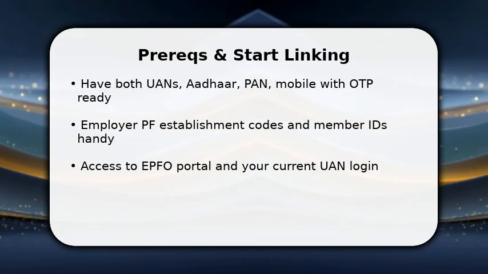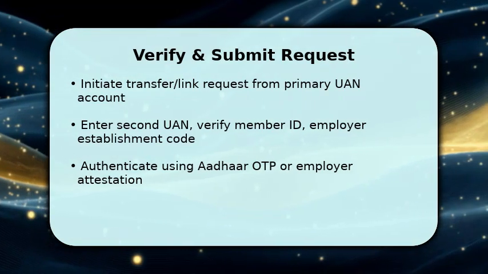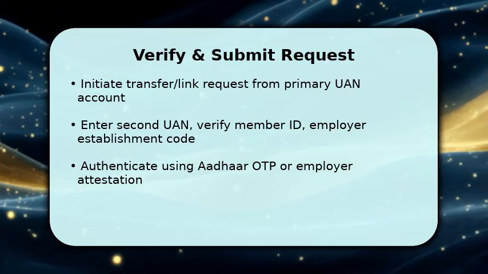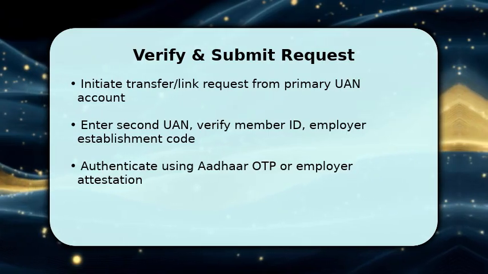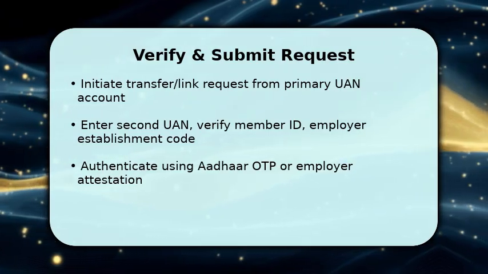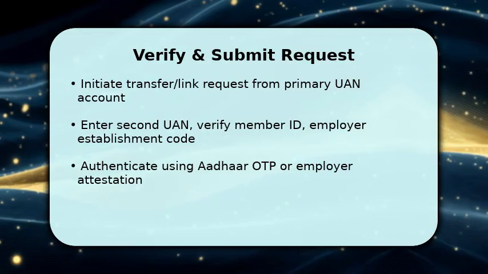Once you've entered the second UAN, you must verify identity. Choose Aadhaar OTP or employer attestation depending on availability. If using Aadhaar, send the OTP to your registered number and enter it promptly. If using employer attestation, notify HR to approve the request in their employer portal.